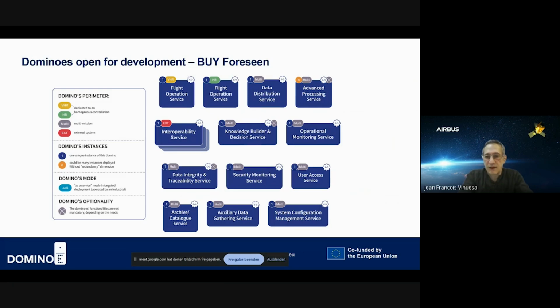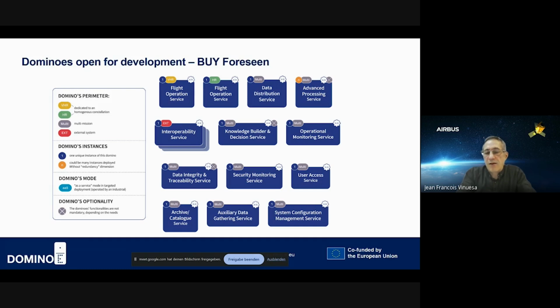Basically this is a primary list of dominoes where we, as Airbus, when we're building our system, are potentially looking for subcontractors and outsourcers to provide these dominoes. So this is a foreseen buy. This depends on the client, this depends on the market, but basically this is what we can subcontract. It's working on the flight operation service, as I was saying, the data distribution, the processing service, and then some monitoring, data integrity or security monitoring that we can for sure subcontract.